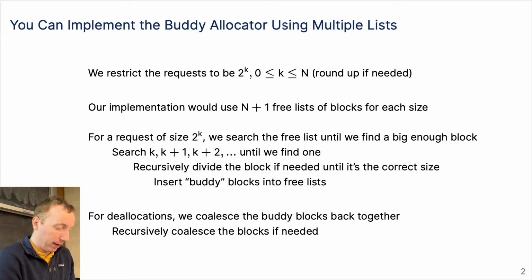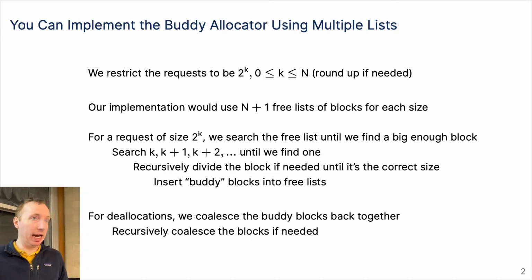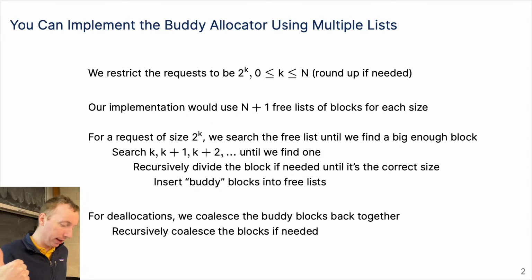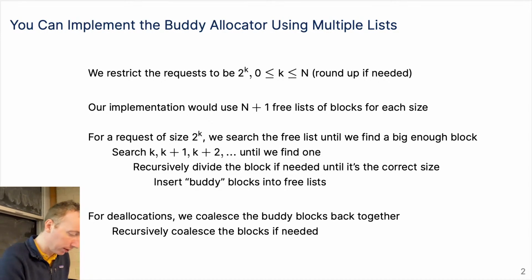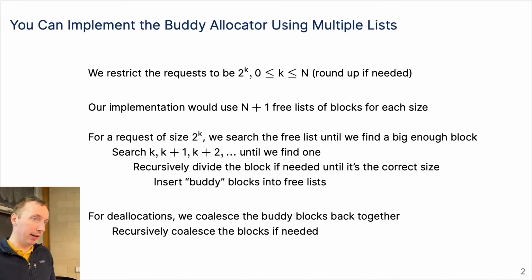The most basic implementation of a buddy allocator just uses multiple lists. You restrict the requests to be some fixed sizes, so they're all going to be powers of 2. You pick a big N, which is your largest request size you will be able to make. Whenever a request comes in, you just round it up to the next power of 2 if it doesn't fit. Then you check if you have a free block there. If you don't, you split blocks recursively to get that size. If we support allocations up to, say, a page, then you would need n+1 free lists, a free list for every power of 2 size.